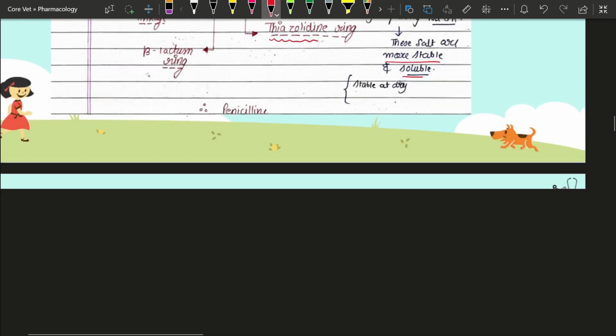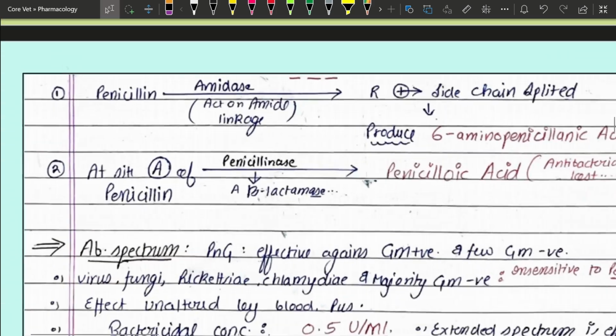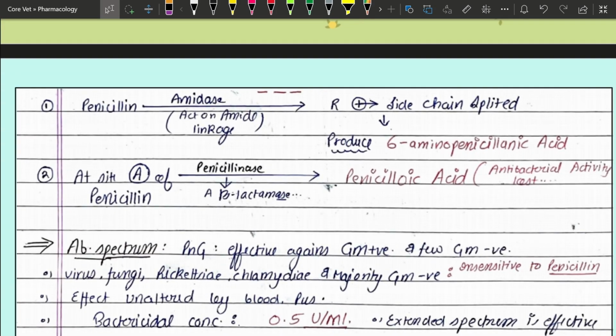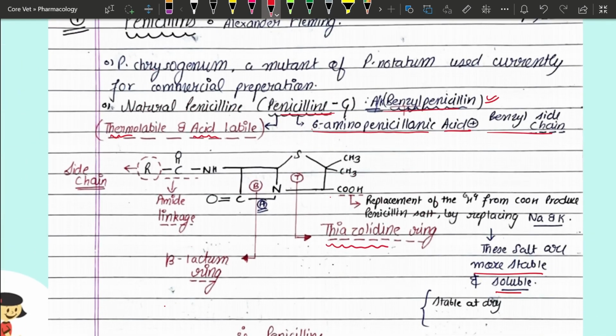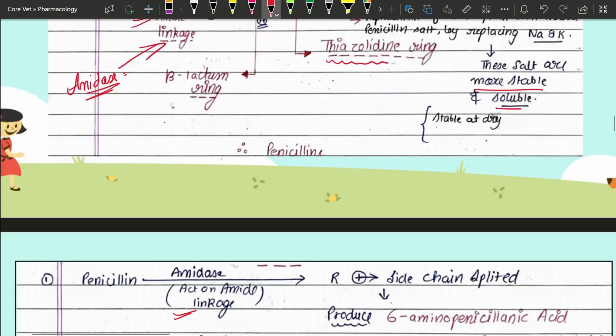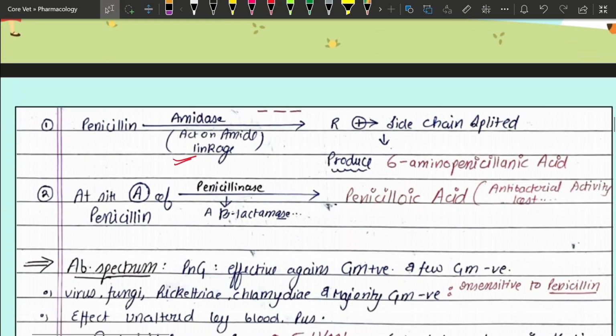Moving forward, if we treat penicillin with the amidase enzyme, it acts on the amide linkage. I showed you where the amide linkage is; here's the amide linkage. The amidase will act here and break the structure of penicillin, leading to the formation of 6-aminopenicillanic acid.